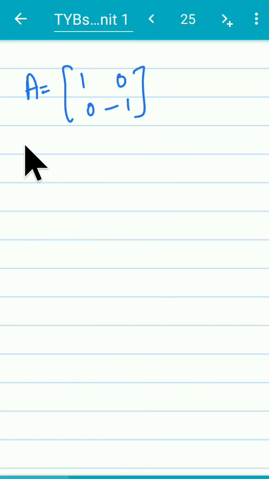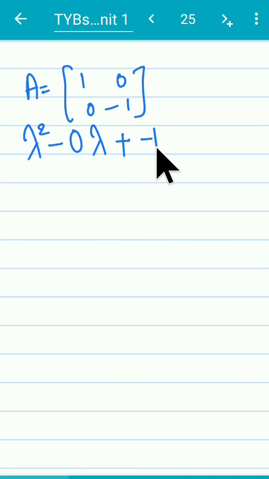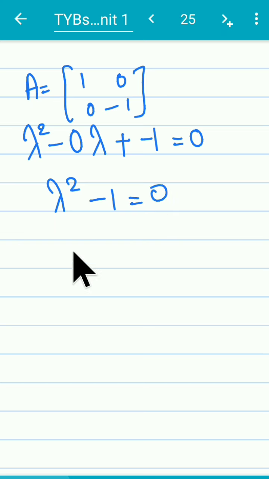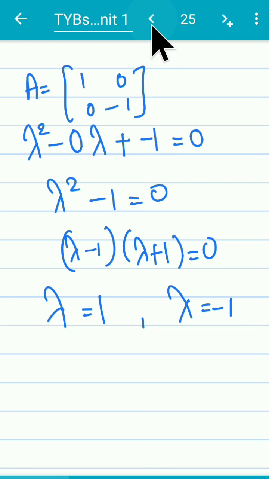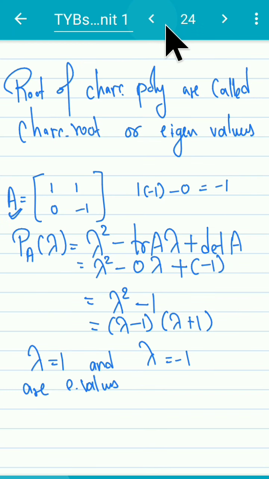Just find the characteristic polynomial. Lambda square minus trace, which is again 0, times lambda, plus determinant, which is again minus 1, equal to 0. That is the same as the previous one. So it is lambda minus 1 times lambda plus 1 equal to 0. Again I get the same one because they are actually representing the same linear transformation. Their eigenvalues must be the same, my dear friends.